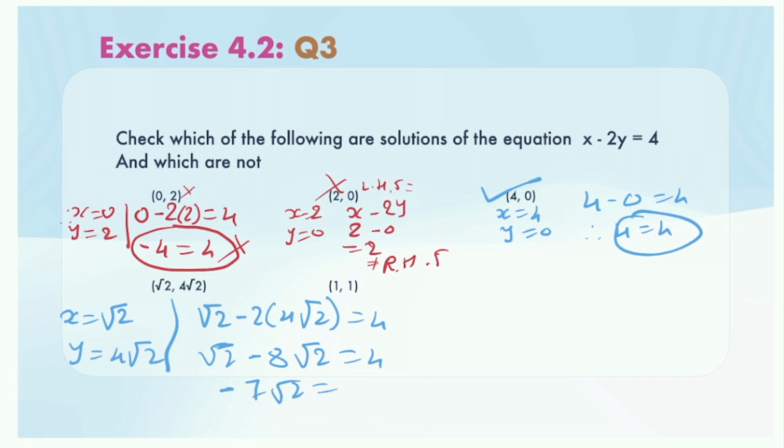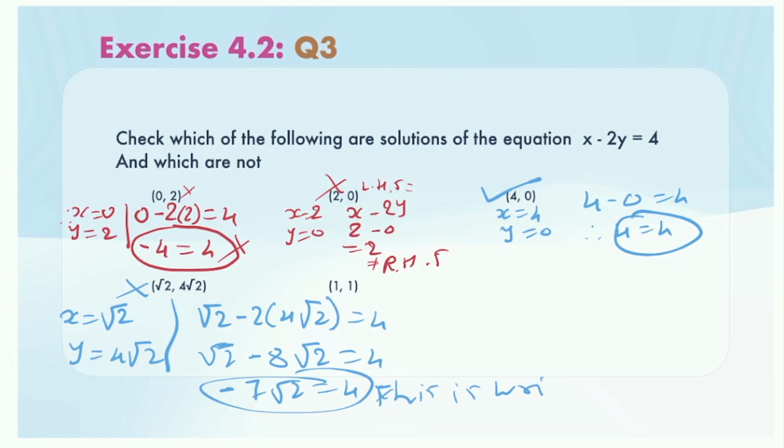And minus 7 root 2 is not equal to 4. This is wrong. You have to write here: this is wrong. So root 2 and 4 root 2 is not a solution of this equation, right? We have only one solution for this equation.